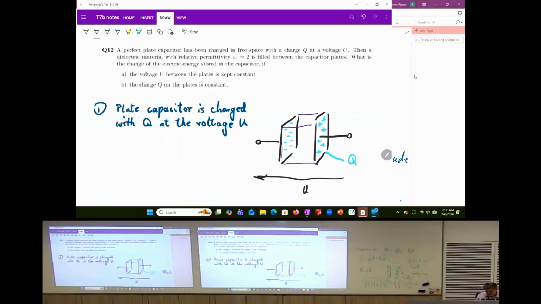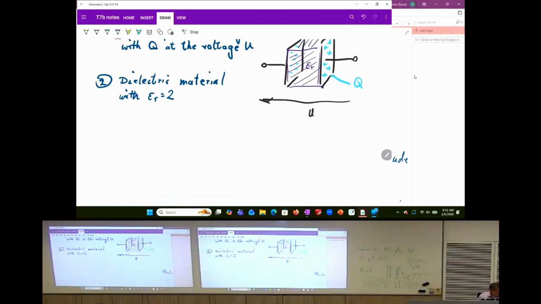And then you have some material that is, in this case, filled in at a later point of time. So a material which has some relative permittivity ER. And so that is the second thing. You bring in that dielectric material with a relative permittivity.